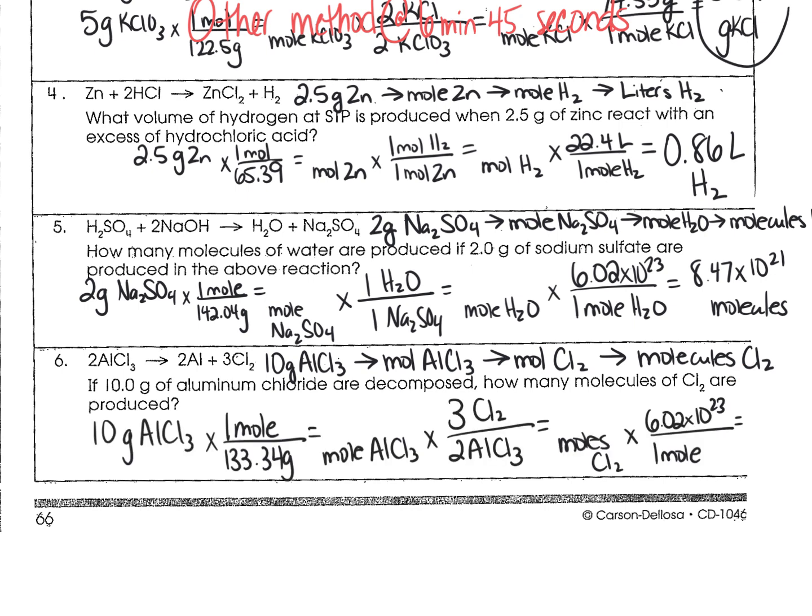So you can see I'm all set up. I first convert grams to moles by using the molar mass. Then I use my coefficients from the balanced equation to go from aluminum chloride to chlorine, and I find my moles of chlorine. Then I use the relationship 1 mole is equal to 6.02 times 10 to the 23rd, and so that gets me an answer of 6.79 times 10 to the 22nd molecules of Cl2.